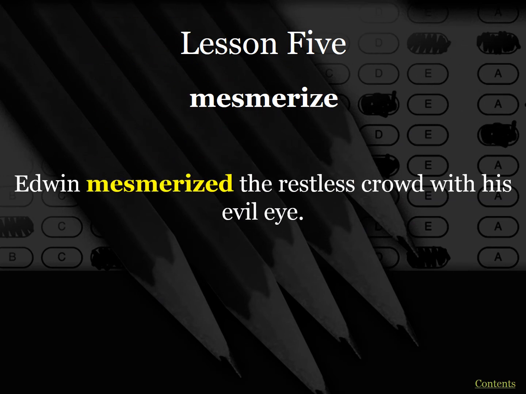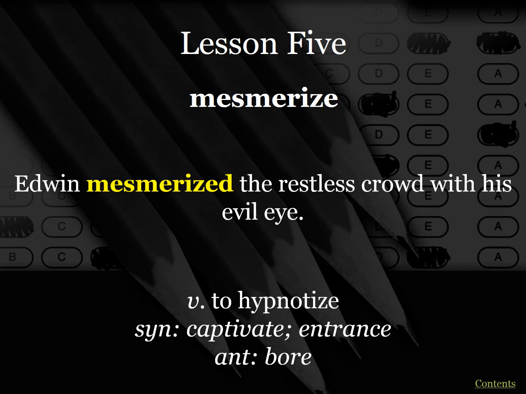All right, mesmerize. Edwin mesmerized the restless crowd with his evil eye. So he's doing something, so it's a verb, and I think Edwin is probably some sort of magician. And it says here to hypnotize, to put somebody in a trance, to captivate them.